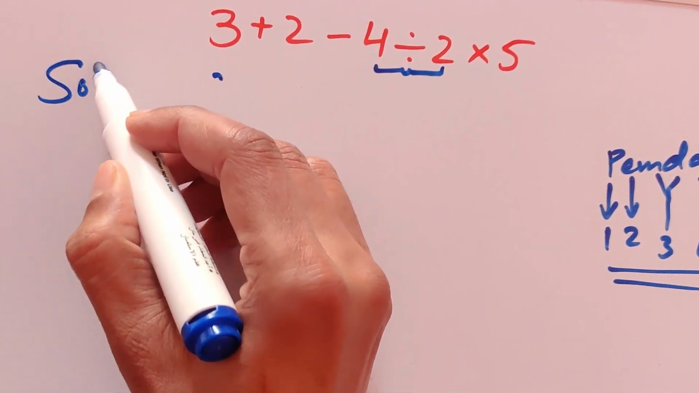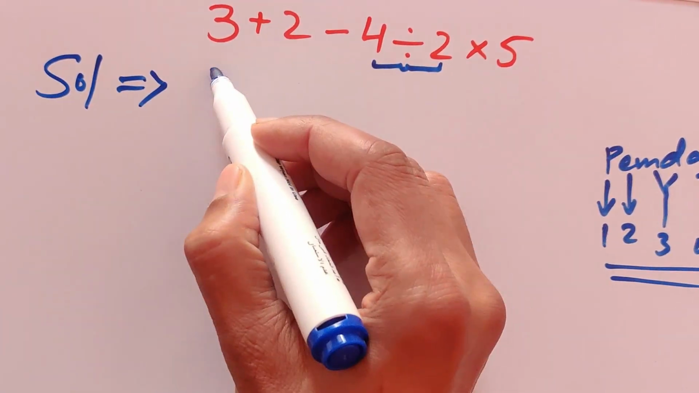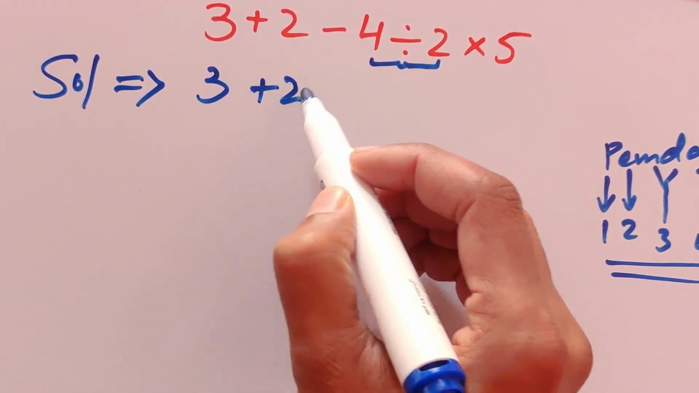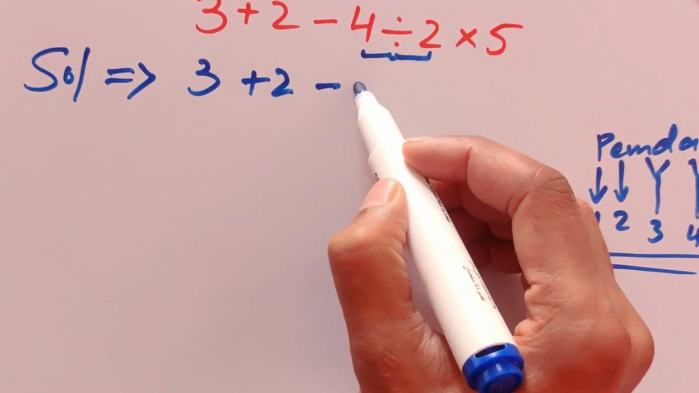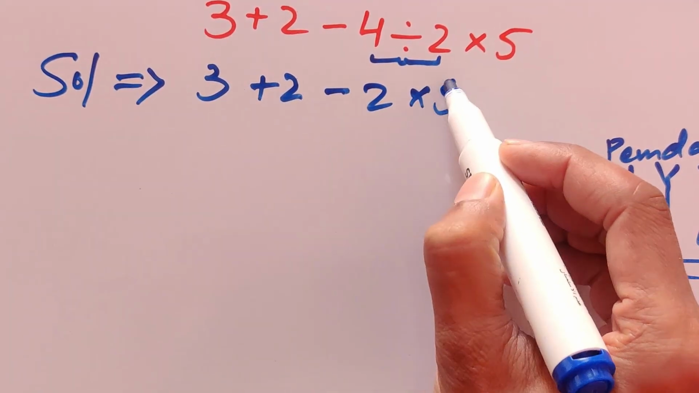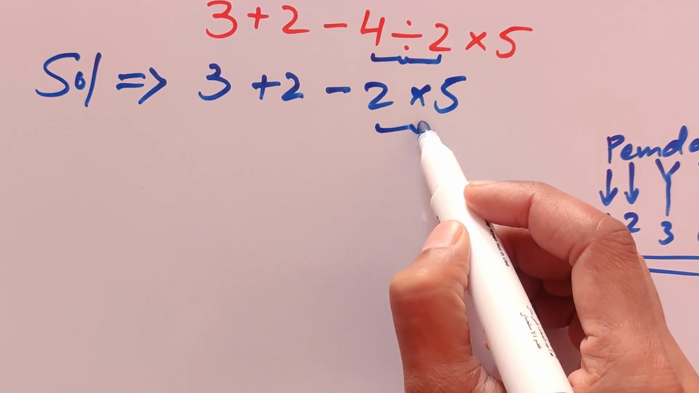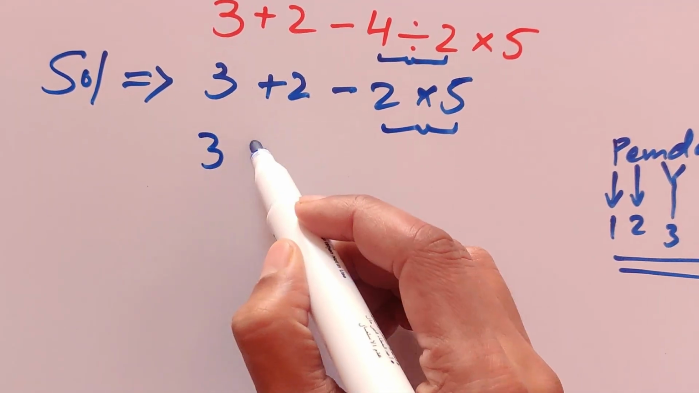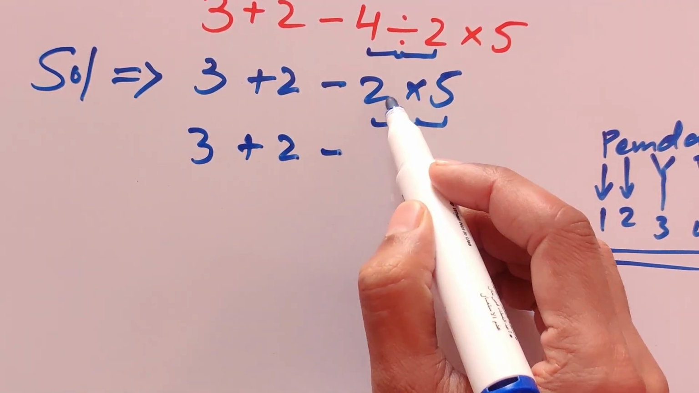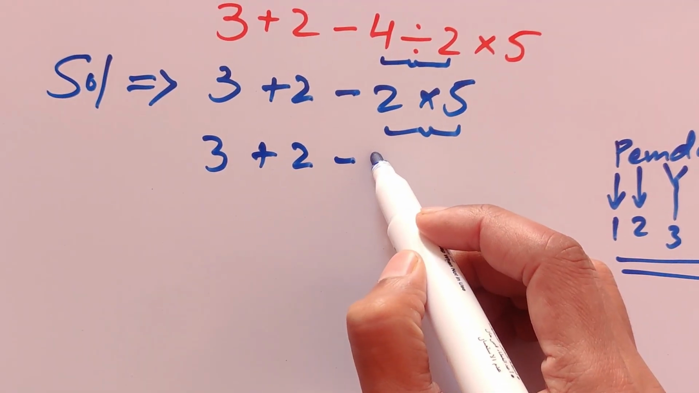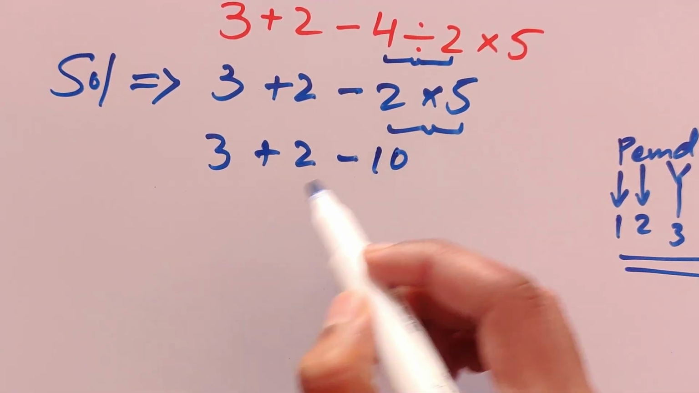So solve, right? 3 plus 2 minus 4 divided by 2 multiply 5. Now plus, minus and multiplication. So multiplication first. 3 plus 2 minus 2 times 5, 10, right?